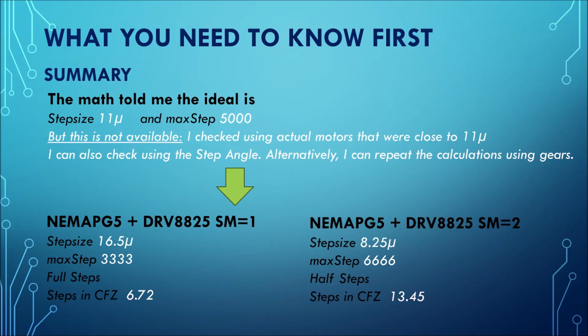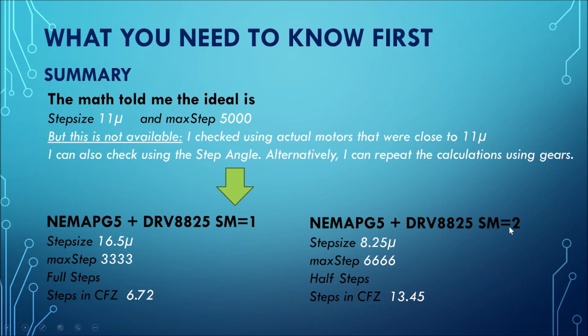If I wasn't happy with any of those, I could then redo calculations using gears, but this is what we ended up with. So a Nema PG5 with a DRV8825 Stepmode with step mode set to 1. We got 6.7 steps in the critical focus zone and step size 16.5, max steps at 3,333. So what we could basically do is just try that. 6.7 is getting a bit on the low side, but that might work.